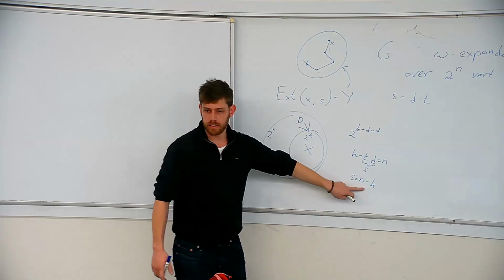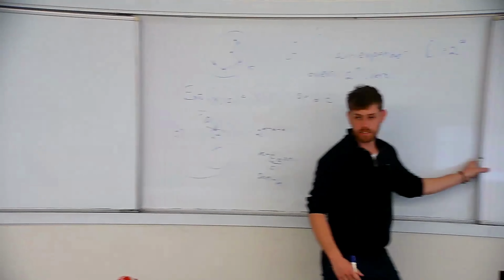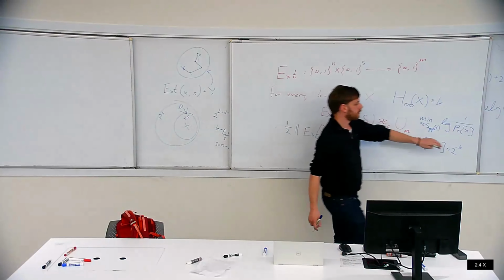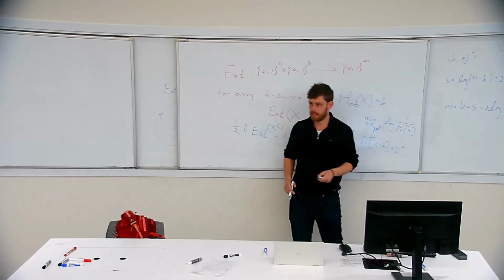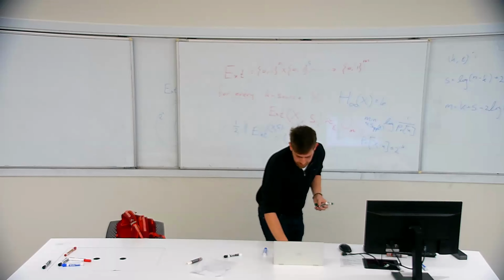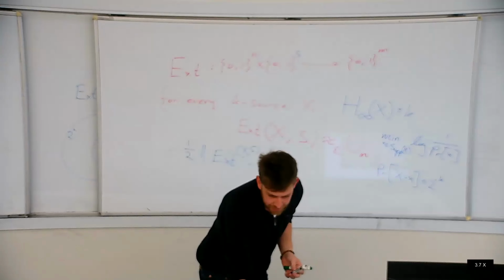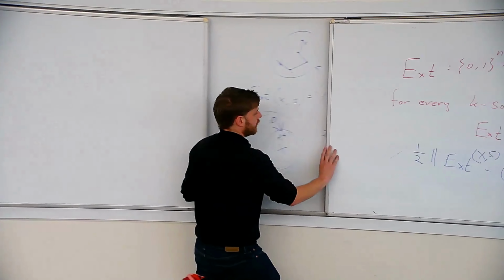Okay, but you see that the size of the seed is going to be n minus k, which is not even close to the optimal, which is log n. So it's not a very good extractor, but it is something. Okay, and let's move to the analysis.